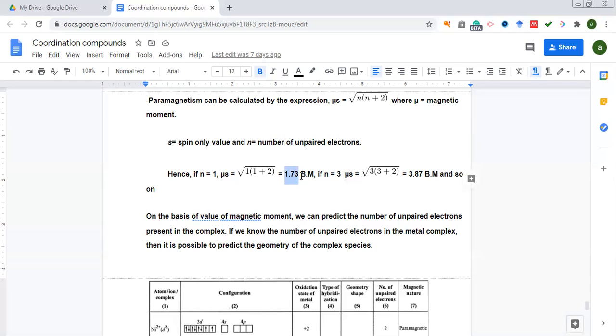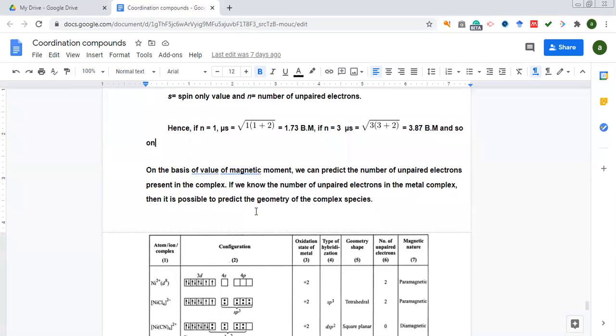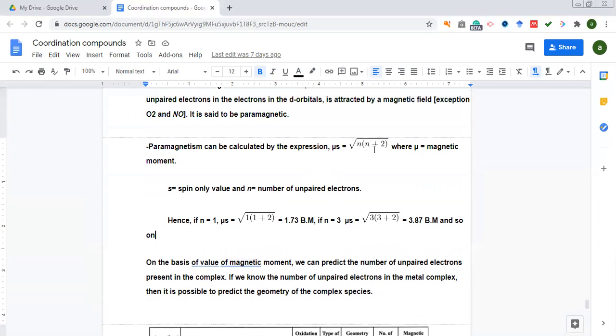1.73. These Bohr magnetons are the units for magnetism. If n is equal to 3, then it will be 3.87. If n is equal to 2, then that will be 2.78. So you can substitute this n value in this formula, and you will get a different value.